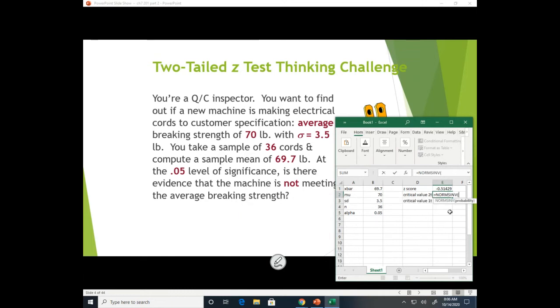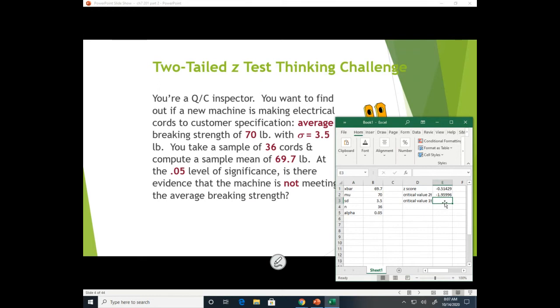And it's going to take our probability, alpha is our probability that we're interested in. And for a two-tailed test, we have to divide that alpha into the two tails. So we're going to do this alpha 0.05 divided by 2, and that gives us 1.96 roughly, which hopefully you've memorized by now.